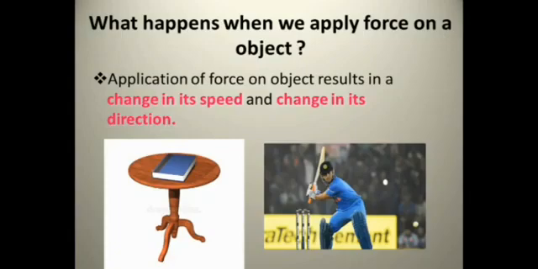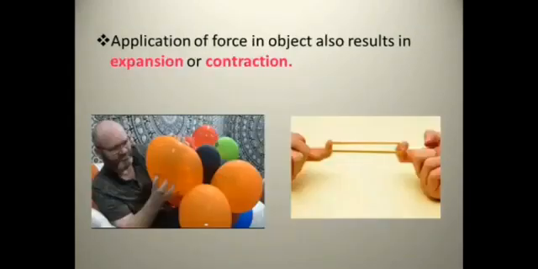It remains in the state of rest. Similarly, what happens when a batsman hits a ball? The ball is already in motion, but the speed of the ball increases. Moreover, the direction of the ball also changes. So, the first one is the application of force on an object results in change in its speed and change in its direction. So, we'll move to the second one.